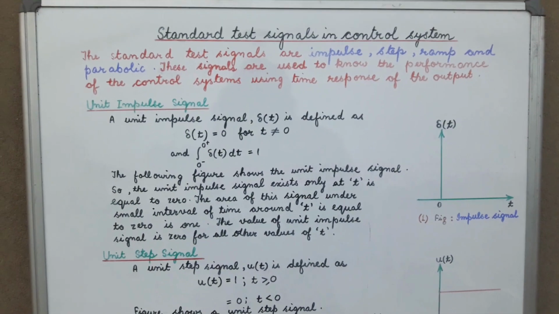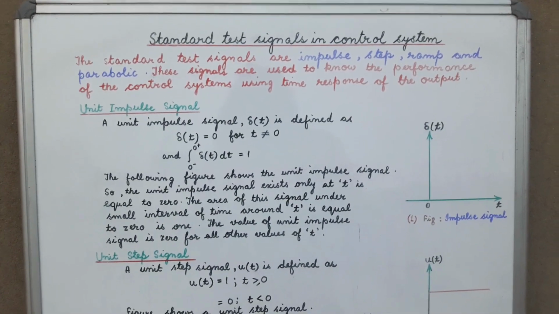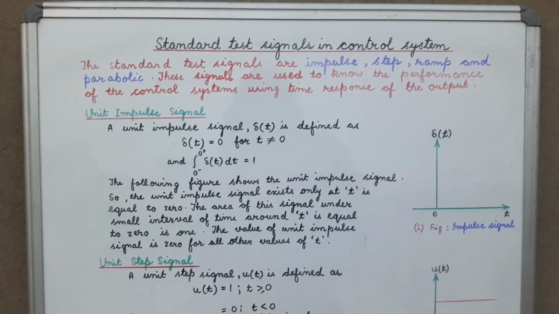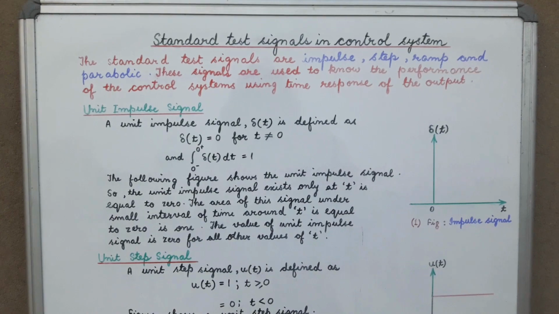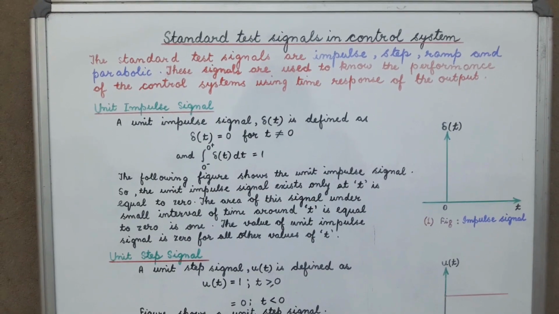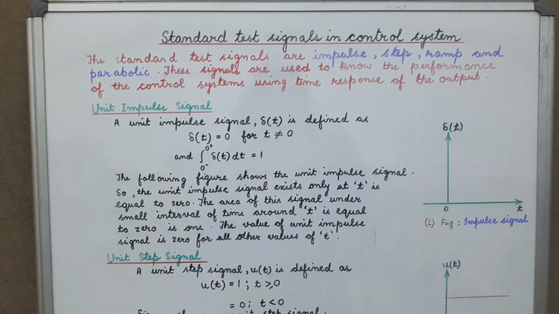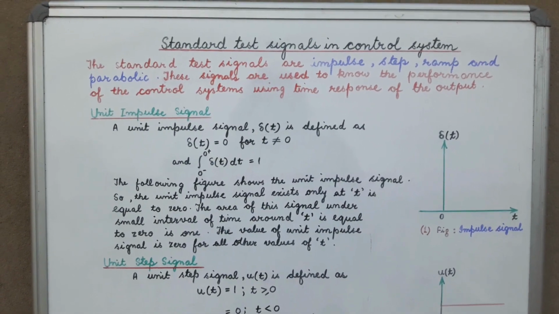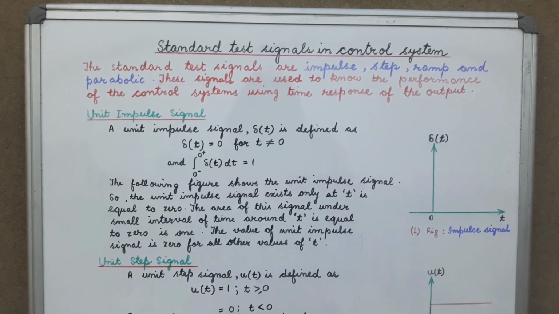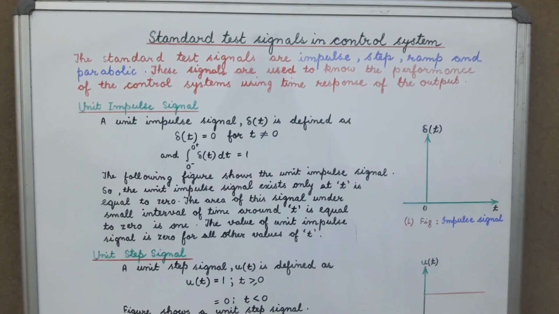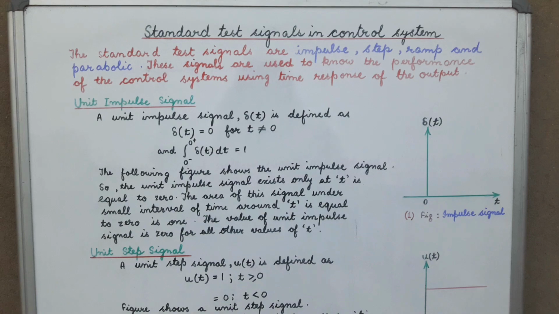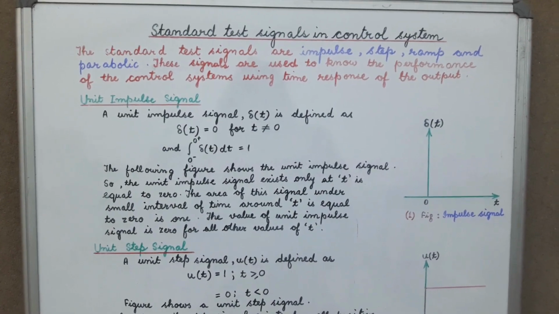Hello everyone. Today we will discuss the standard test signals which are used in control system. There are 4 types of standard test signals which are used in control system. These are impulse, step, ramp and parabolic. These signals are used to know the performance of the control systems using time response of the output. Let us discuss all these 4 signals one by one.